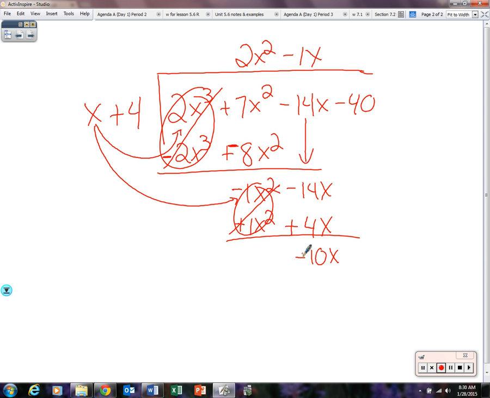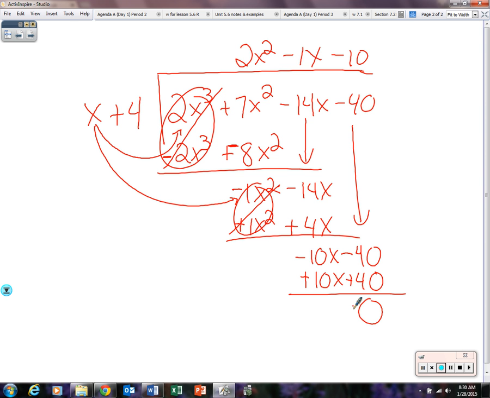Again, one more time. Bring down this negative 40. And x goes into negative 10x. Minus 10. So multiply that together, negative 10x. Negative 10 times 4 is negative 40. Again, you're subtracting, so switch your signs, and you end up with 0.